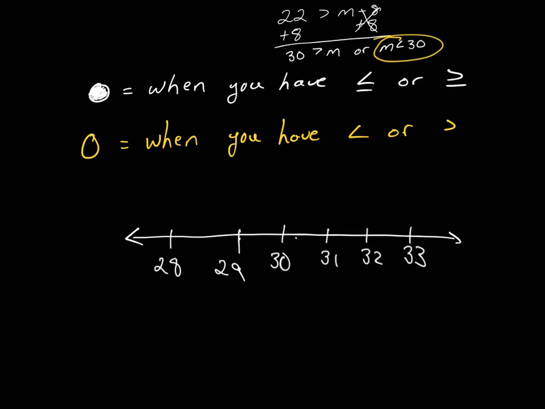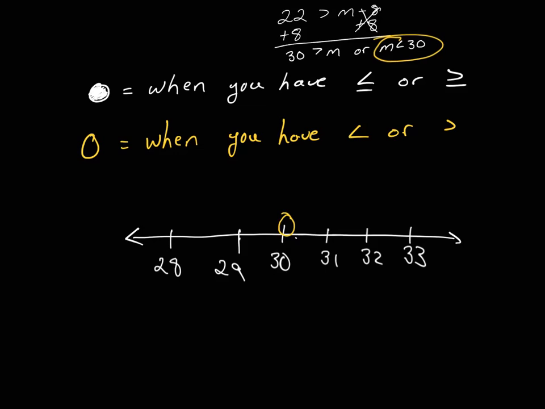And now I look up at my answer again. And when I look up at my answer, I see that I have m is less than 30. That means that I have to put a circle at 30. Do I put an open circle or a closed circle? I'm going to put an open circle if you wrote this down in your notes, which I suggest that you do. You use an open circle when you have less than or greater than. Here I have less than. And so I'm going to do an open circle at 30.